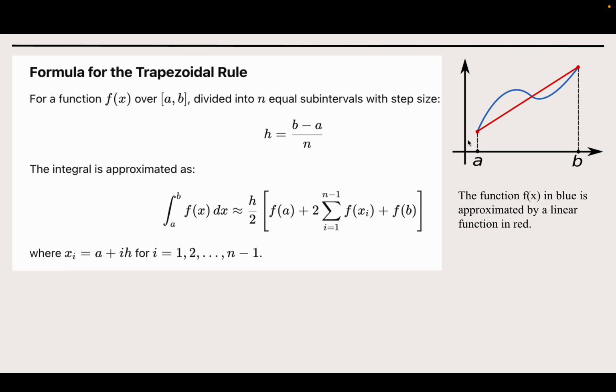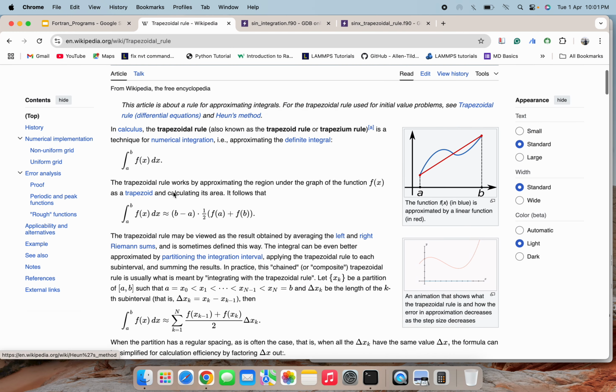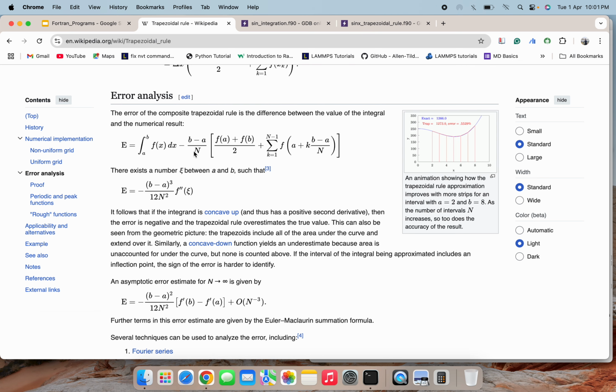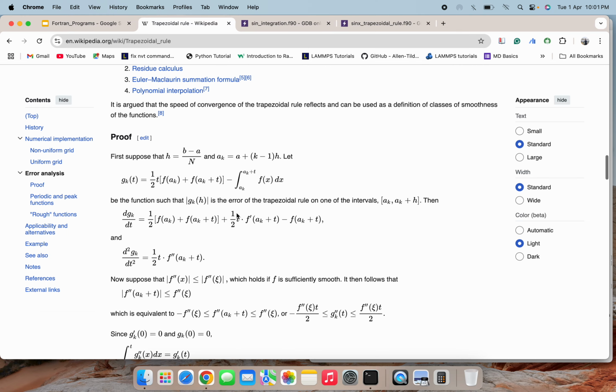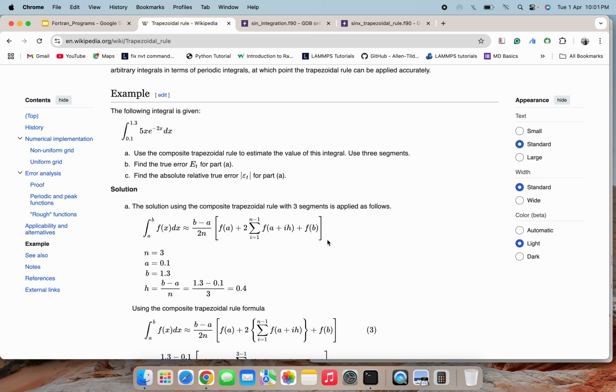The same thing we can also see from the Wikipedia page of the trapezoidal rule. Here you can check that the trapezoidal rule works by approximating the region under the curve of the function f of x as a trapezoid and calculating its area, and it can be done by this formula. This is the same formula as we have done, and after certain approximation, here is the final expression for the formula that I have shown there. So this is the final formula that we are using in our calculation.